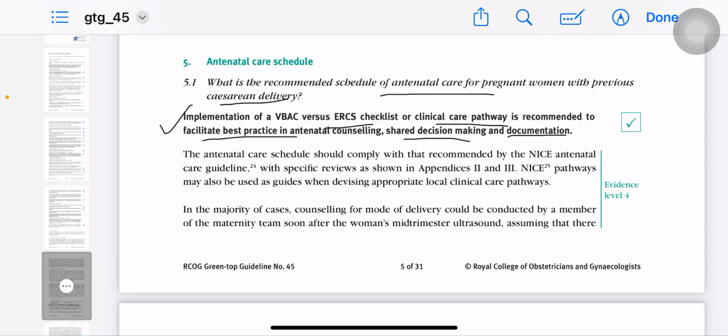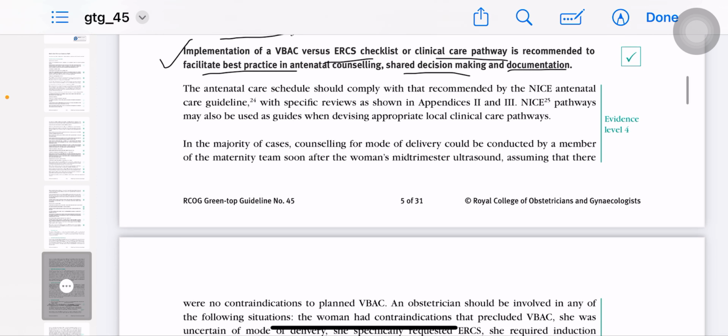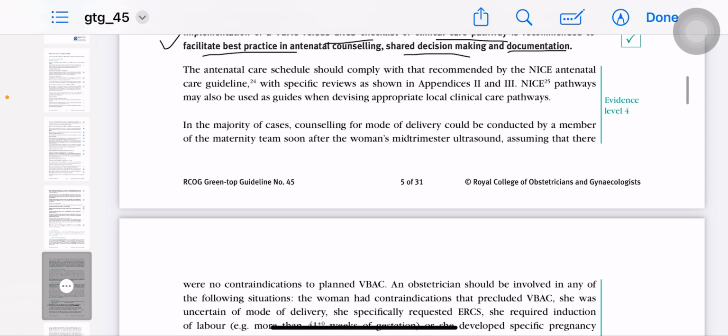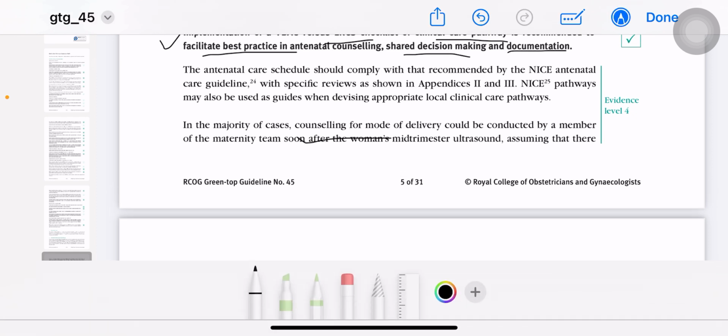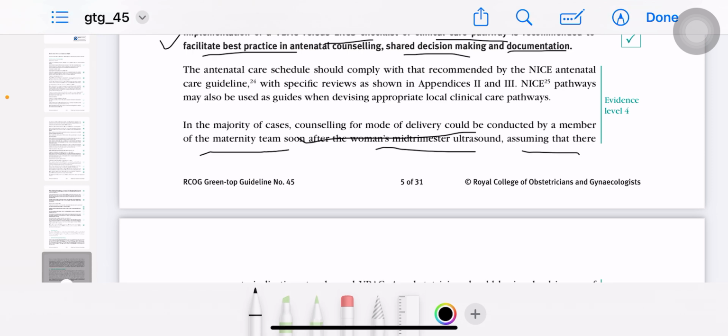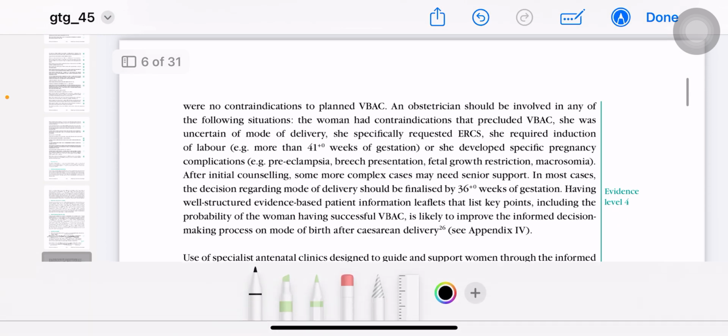So this is very important, that you have to discuss both the pros and cons of VBAC and cesarean section, and you will give a checklist. And the first important thing is that counseling is important in vaginal birth after cesarean section, shared decision making and documentation. So in the majority of the cases, counseling for mode of delivery could be conducted by a member of the maternity team soon after the woman's mid-trimester ultrasound, assuming that there were no contraindications to plan VBAC. So you have to rule out all contraindications.